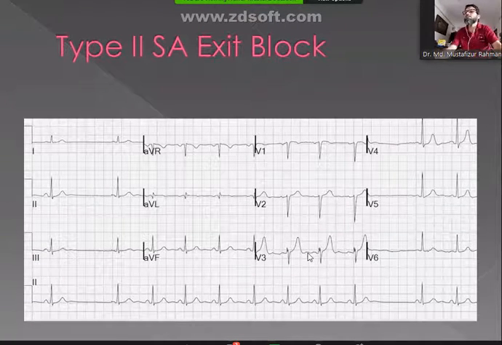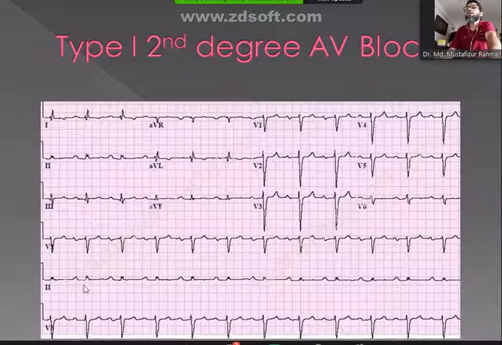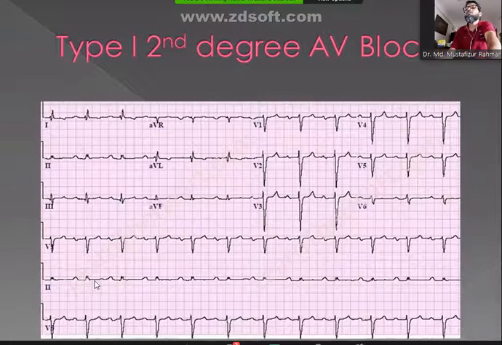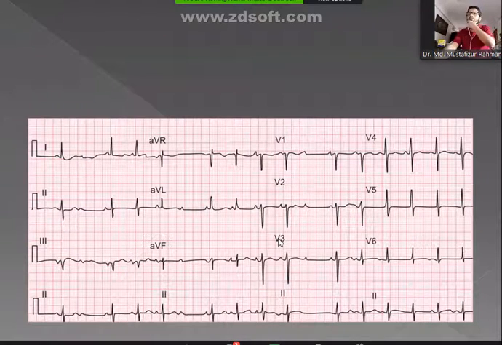Okay, next one is in lead 2, showing prolongation of the PR interval, and otherwise all the P waves are conducted, each P wave followed by QRS. So the only finding is the prolongation of the PR interval. So this is a first degree heart block.